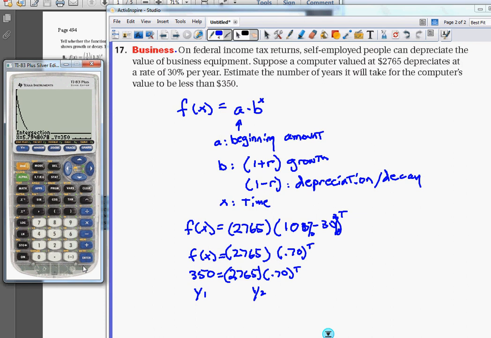And you will see that the x value, which is the value for years, at 5.79 years, it will hit a value of $350. So we can say after 5.79 years, the computer will be less than 350.